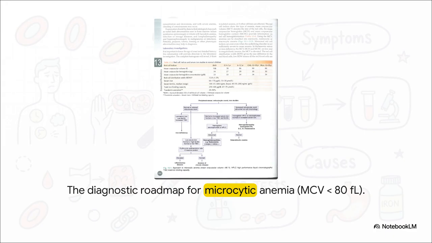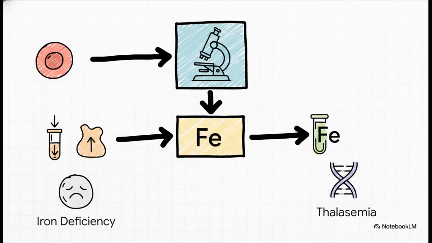This is when the MCV is low, usually under 80. The red blood cells are just too small. This flowchart right here, this is your roadmap. Okay, so follow the logic. The first big question is, what's the reticulocyte count? That tells us if the bone marrow factory is trying to compensate.